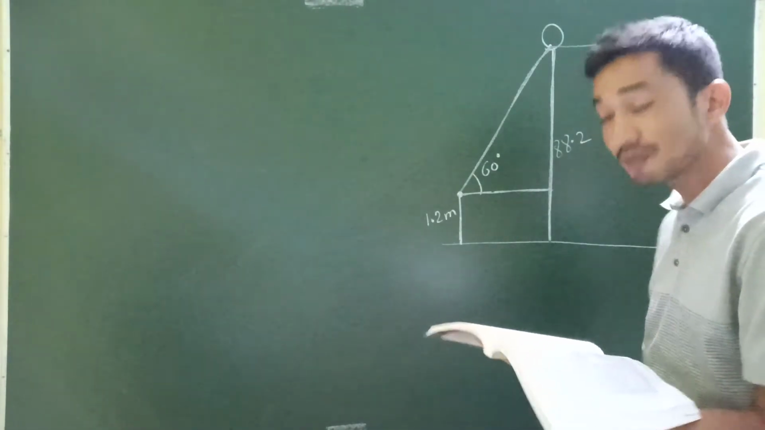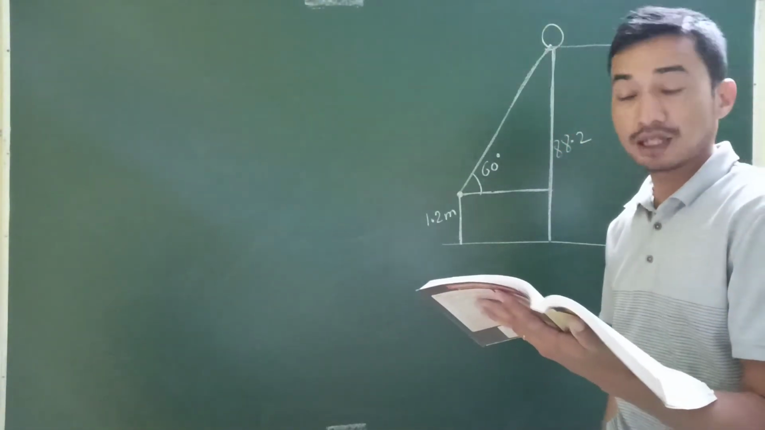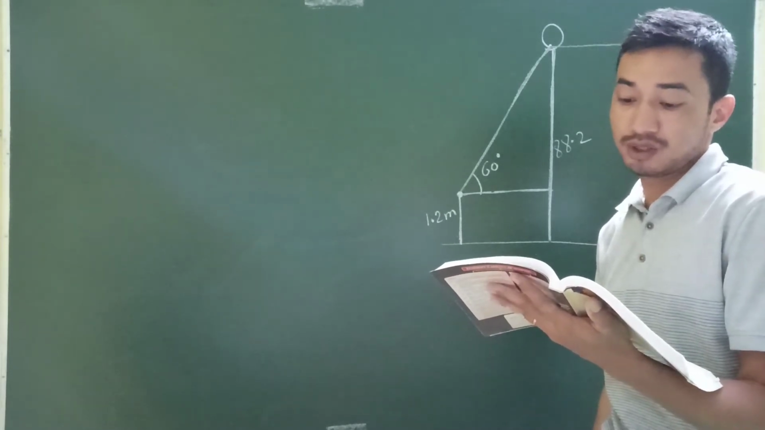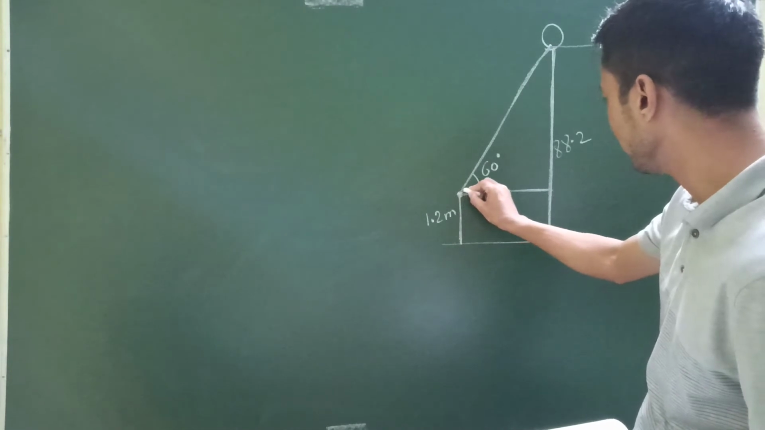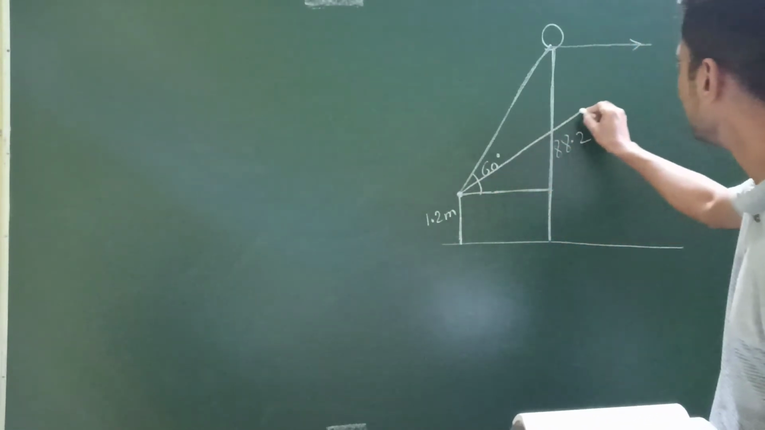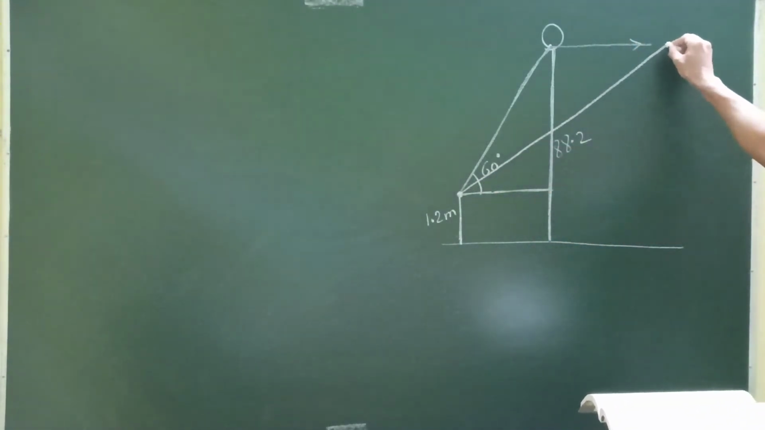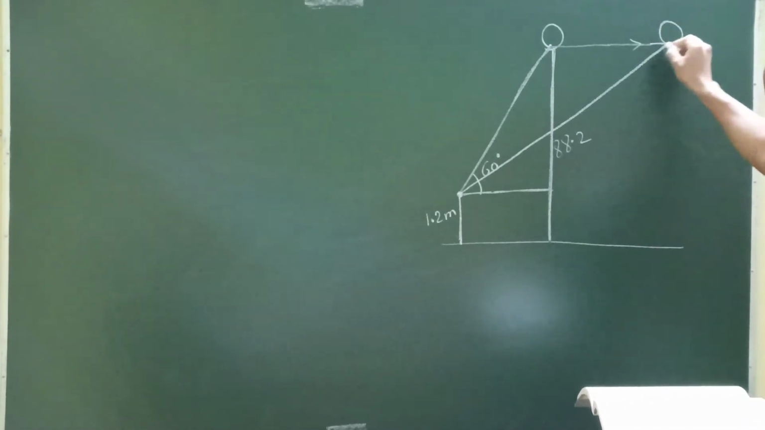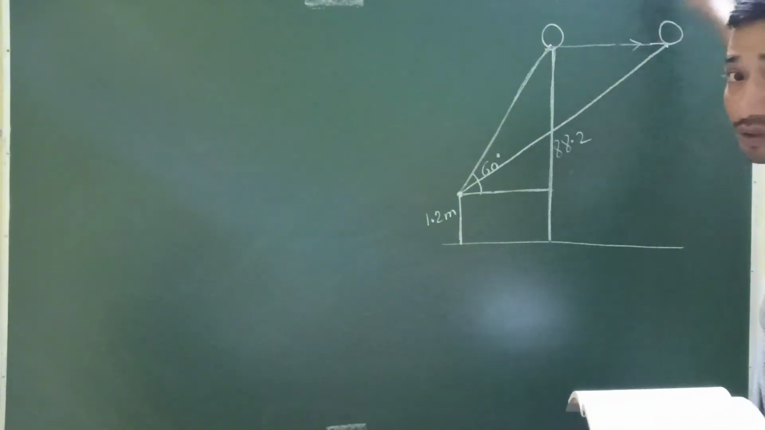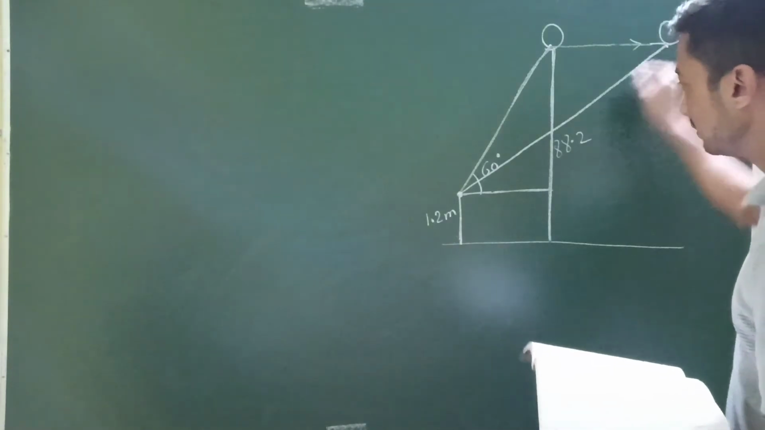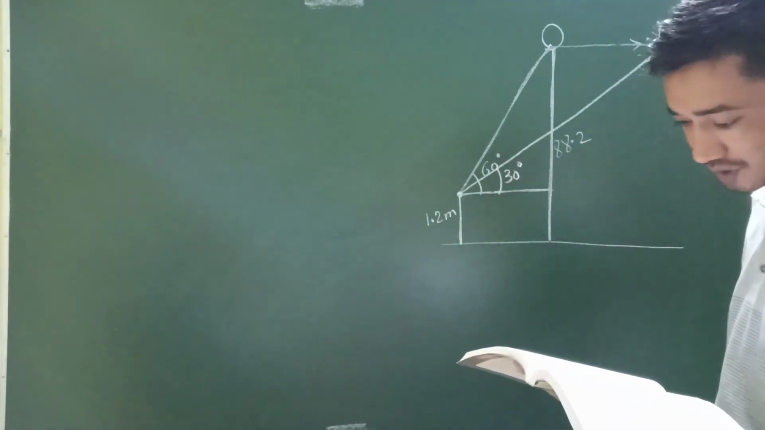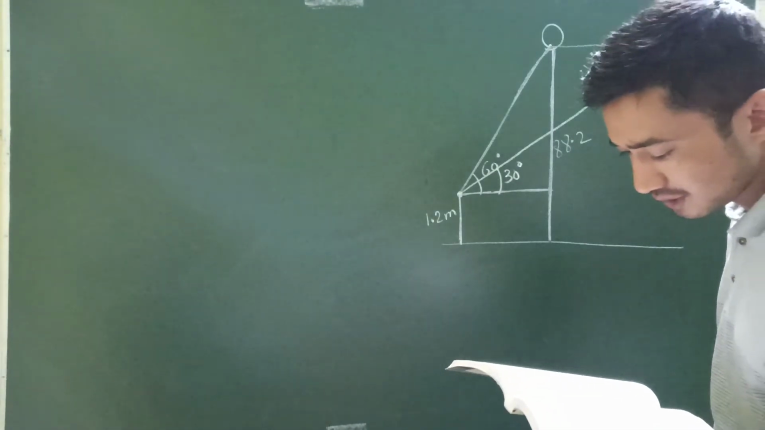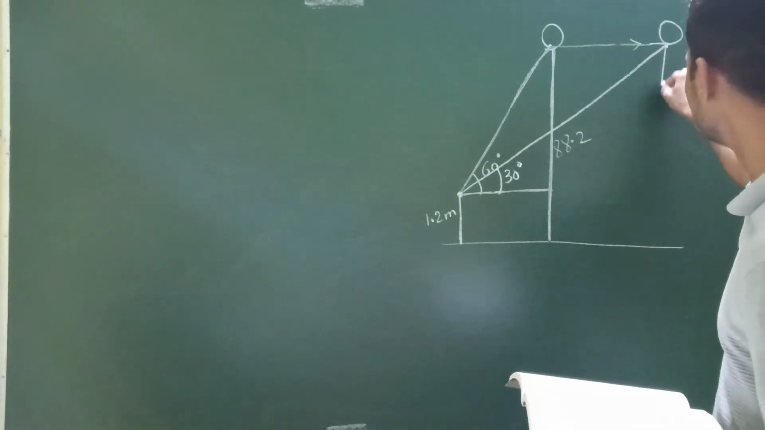Then after some time, the angle of elevation reduces to 30 degree. So after some time, that means the balloon is moving far away again. The balloon is moving maybe here. After some time, and since the wind is horizontal, the balloon is not going up. The angle of elevation reduces to 30 degree. Find the distance traveled by the balloon.